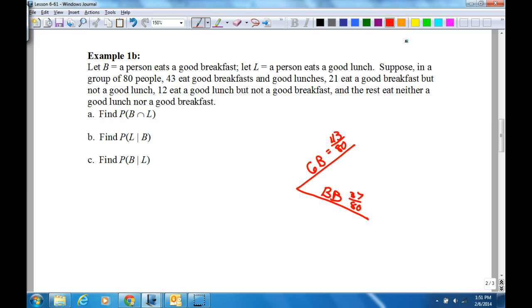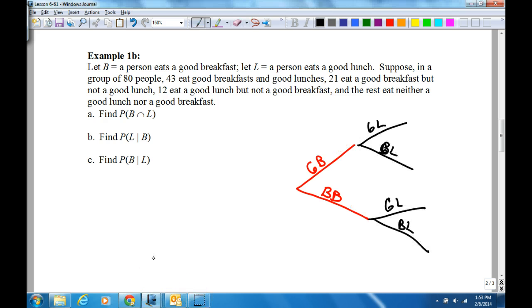There's 43 good breakfasts and good lunches, 21 a good breakfast, but not good lunch. Okay, I did something wrong. Trying this again. All right, so it said 43 eat good breakfasts and good lunches. So we're going to go down this road and then down this road here. So it's going to be 43 out of 80 right here.